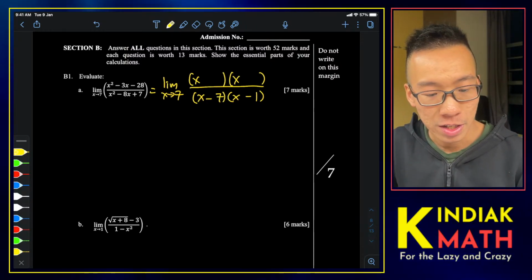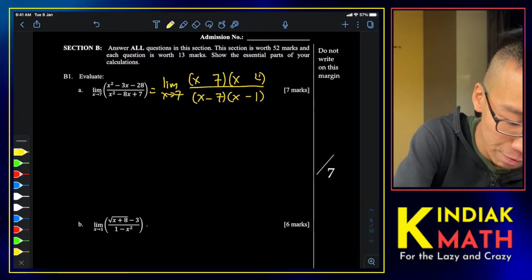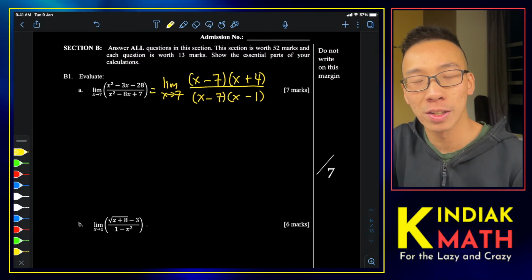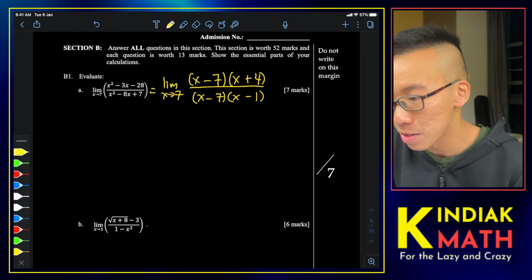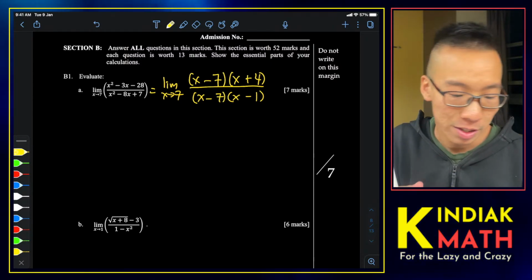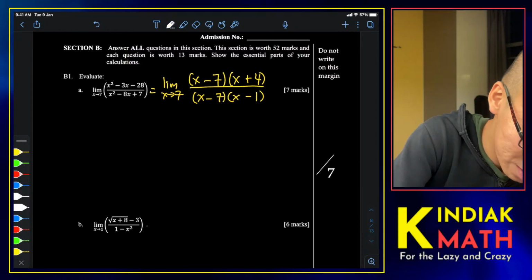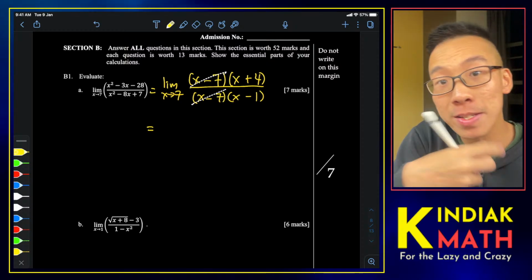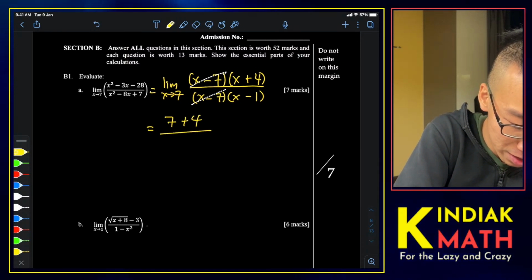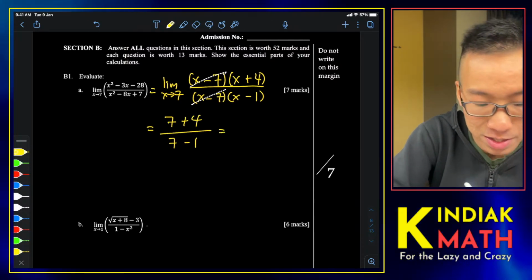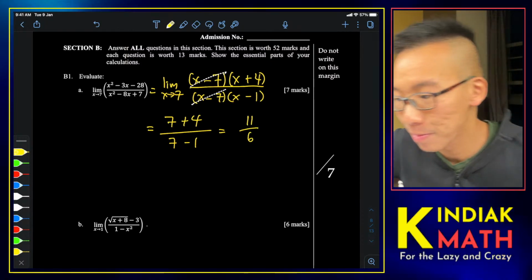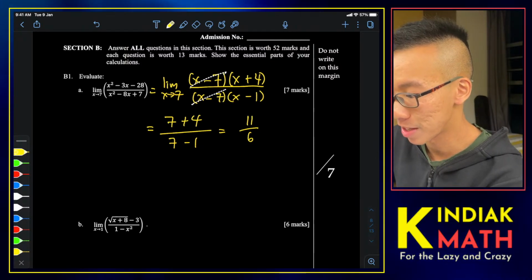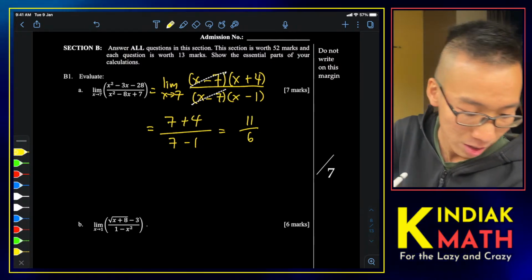But in any case, the numerator should be 7 and 4, and this should be negative and plus. You could use a calculator to derive this. You probably want to do this using a bit more time than myself, but I'm kind of working under time constraints here. So we can factorize that, and we can substitute x with 7, which gives us the answer 11 over 6. Alright, the answer here is 11 over 6. Great.